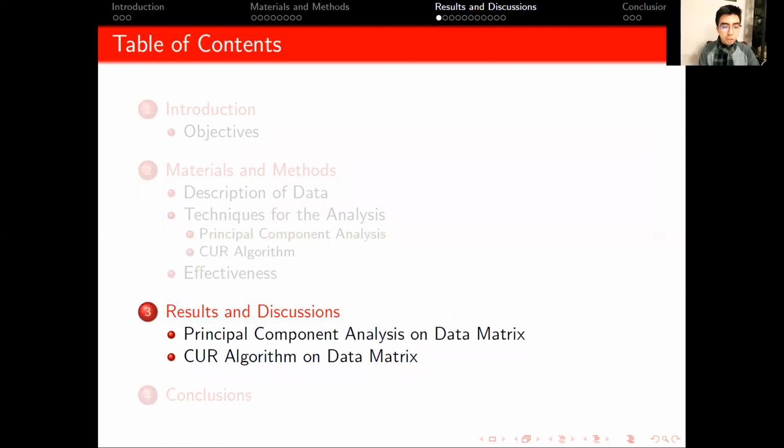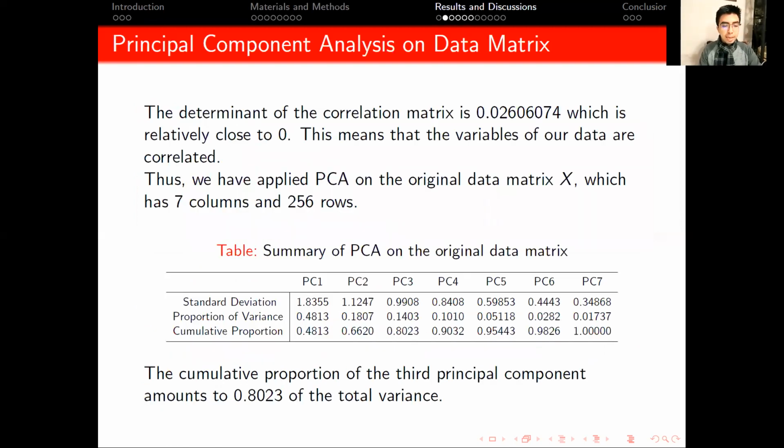Now, let's show the results that we get after applying PCA and the CUR algorithm to our data matrix. To use PCA, the variables of the data matrix have to be correlated. This happens in our data matrix because the determinant of the correlation matrix is relatively close to 0. Thus, we have applied PCA on the original data matrix X, which has 7 columns and 256 rows. We can see that the cumulative proportion of the third principal component amounts to 0.8023 of the total variance.